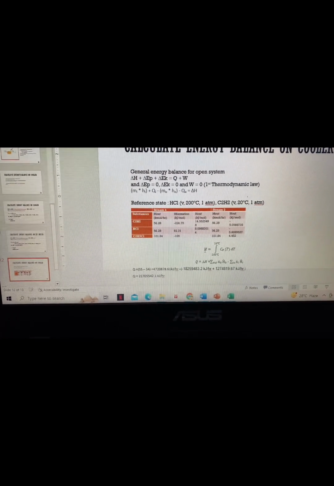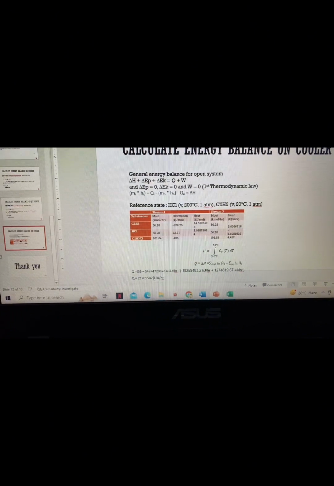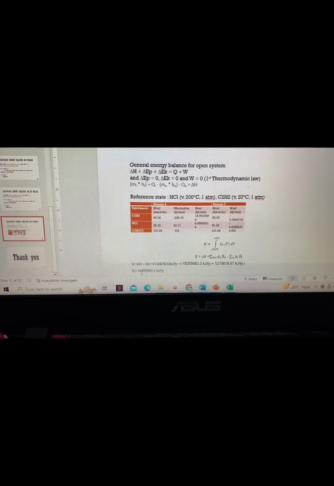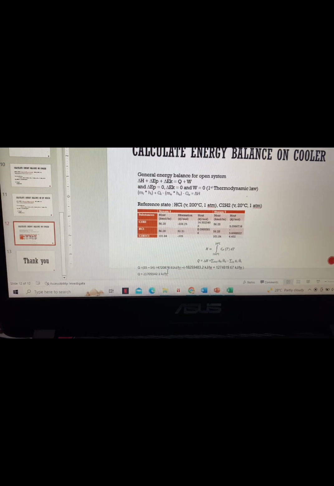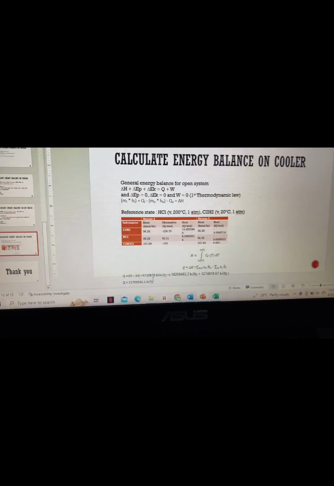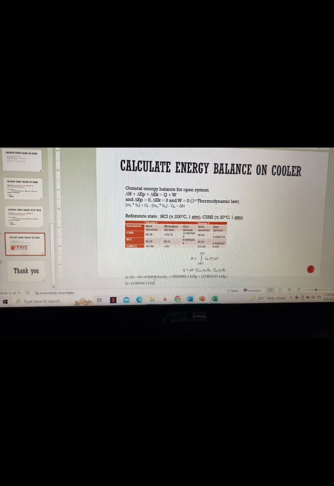For the energy balance for stream 5, this is the calculation for the CpdT. The heat that is transferred out is 2170,554.42.1 kilojoule per hour. We already converted it to kilowatt in our Excel. That's all. Thank you.